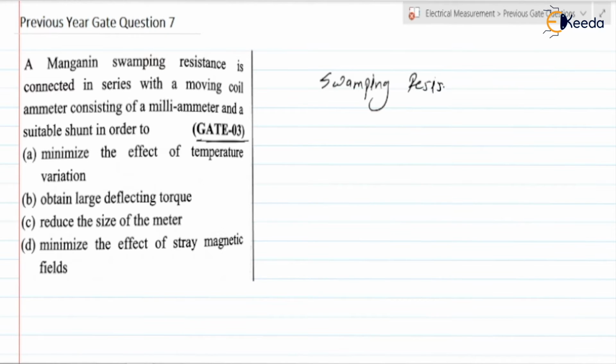to reduce the effect of temperature. So if you check the options, to minimize the effect of temperature variation, the correct option is option A. So this is about the previous year GATE question number 7. This question is from the GATE 2003 examination.